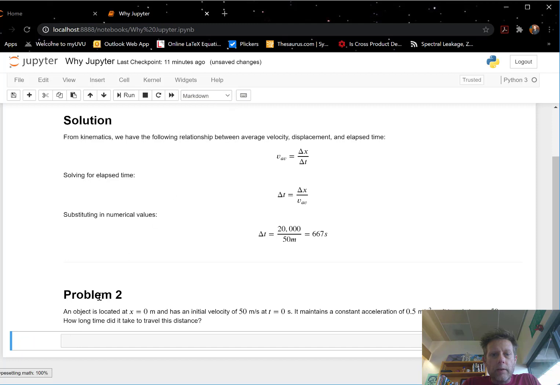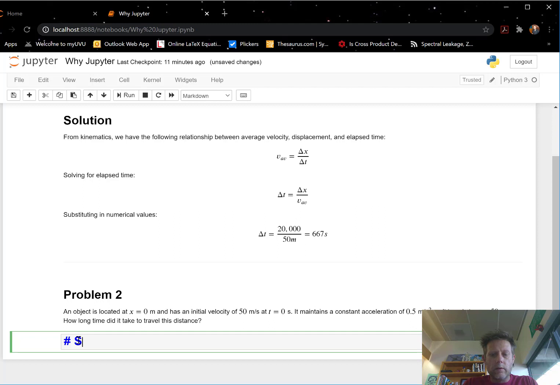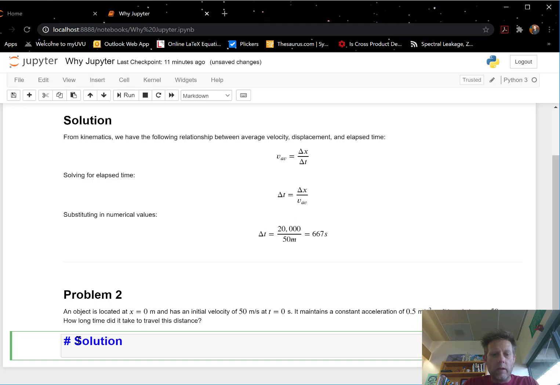New markdown box, and do solution. Let's say from kinematics, having from kinematics with a constant acceleration. Again, I don't necessarily want you to pay attention to the equations or anything like this. It's something we'll cover and get started.